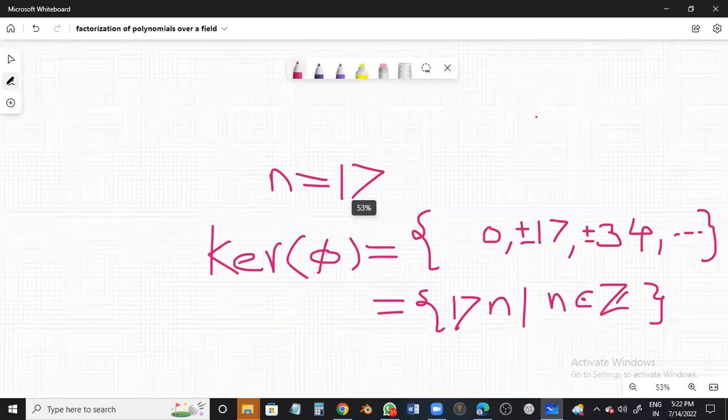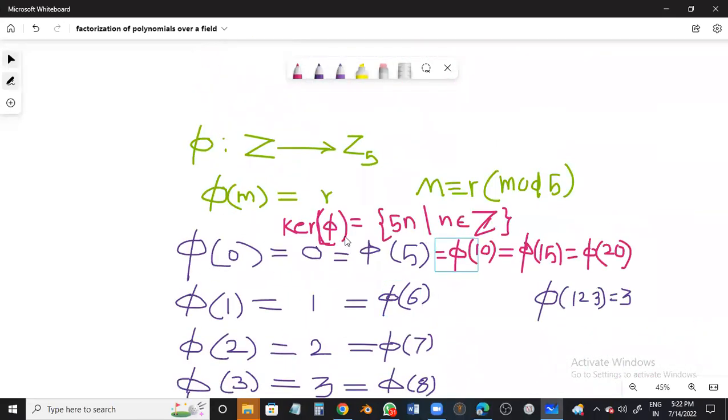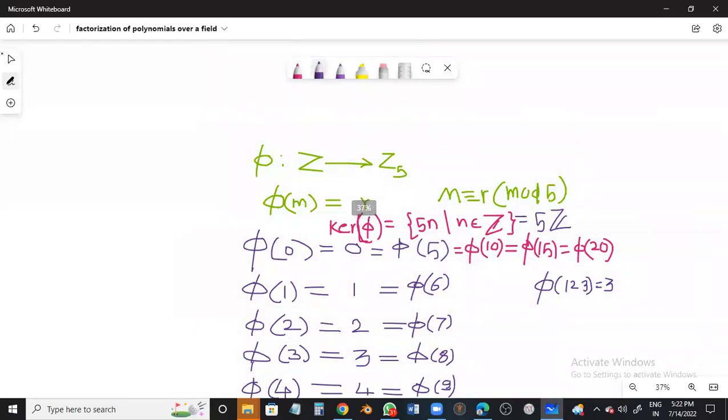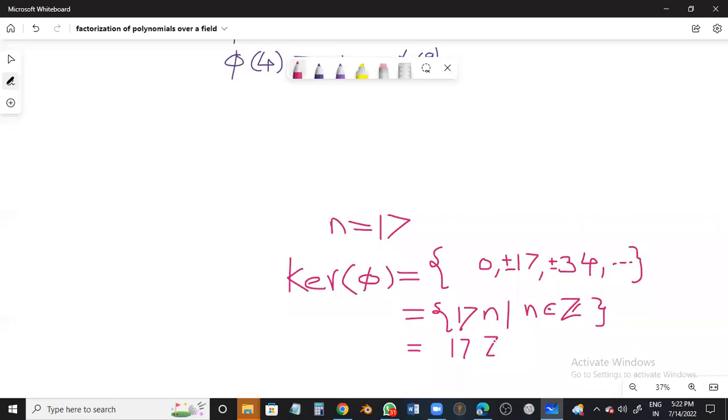If it was 5, we have already written that the kernel is the set of all 5n where n belongs to Z. So what is one more short form? We can write it as 5Z, that is 5 times Z. The same way, this can be labeled as 17Z.